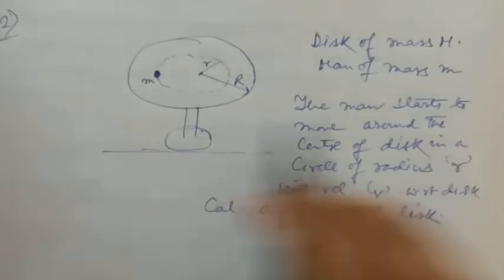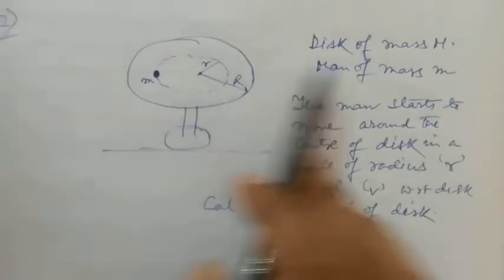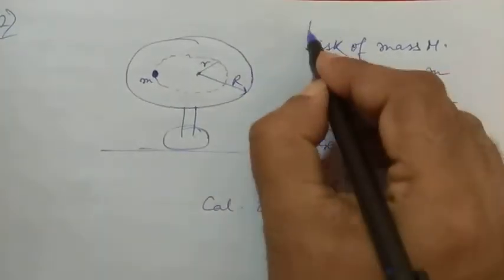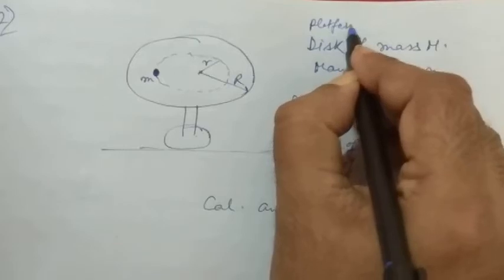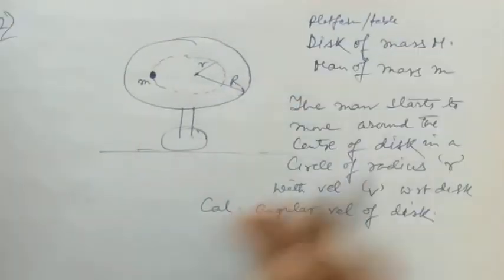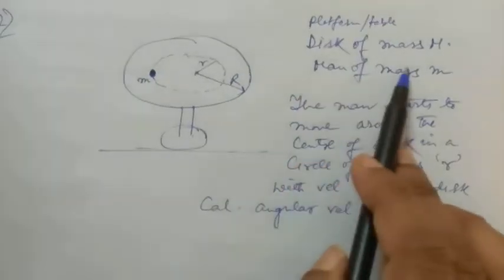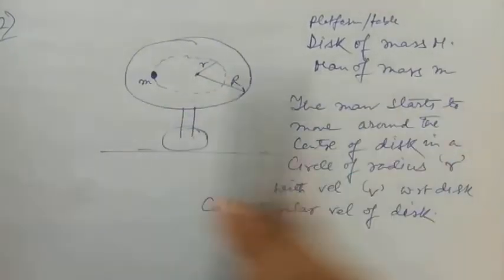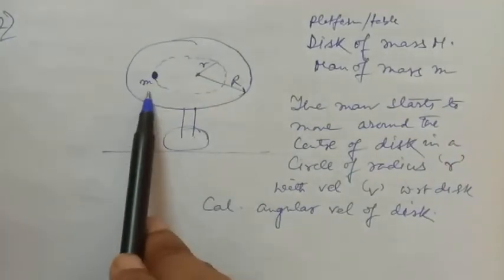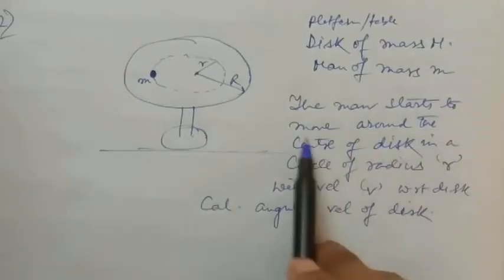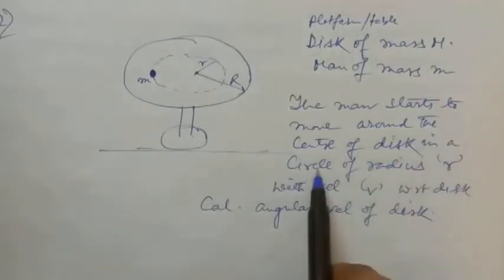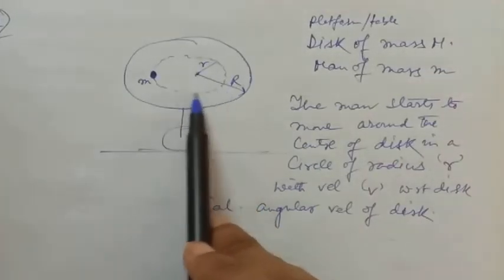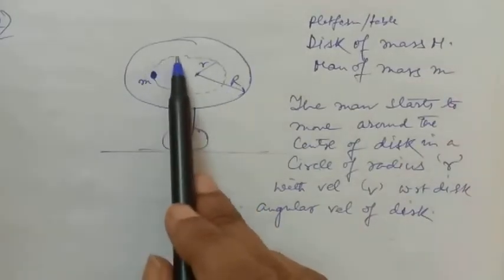Now the second problem: we have taken a disc of mass M. You can call this disc a platform or table also, standing on the ground. A disc of mass capital M and a man of mass small m. This disc has a mass of capital M, and this is the man standing here of mass small m. Now the man starts to move around the center of the disc in a circle of radius r, smaller. This is the radius of the circle about which the man is walking.